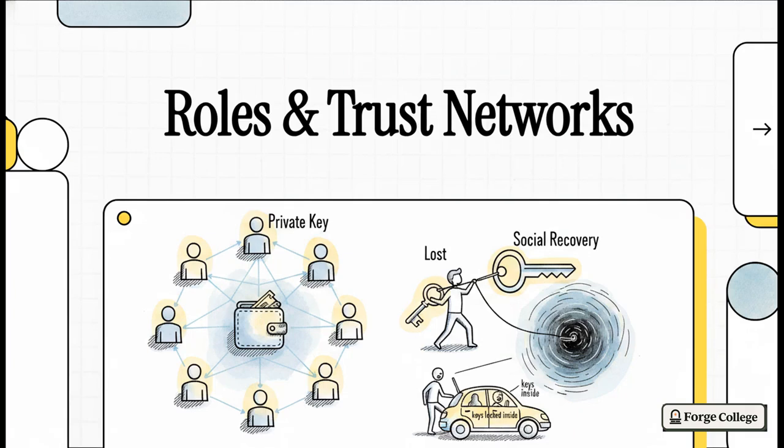I'm your host, and today we're jumping right into roles and trust networks in recovery. This is actually part of our Introduction to Social Recovery Patterns, which sits inside the broader Social Recovery Patterns and Gas Abstraction module, all part of the Wallets, Account Abstraction, and Key Management track.